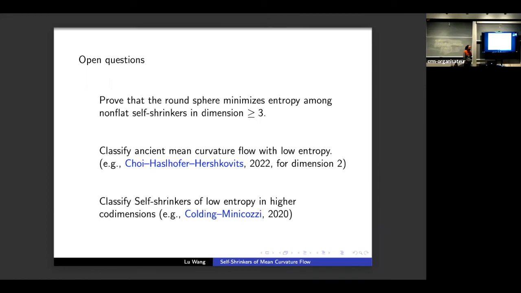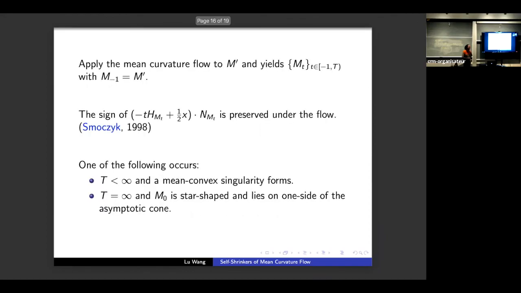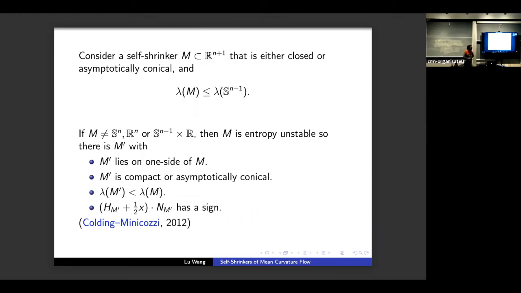Also, back to one of the proofs you mentioned: if you have an entropy-unstable self-shrinker, and in the neighborhood you can find M prime, is it possible that M prime could be stable, or must it be unstable? M prime needn't be a shrinker. In general it is not a shrinker. Basically, the perturbation is constructed using the first eigenfunction of the linearized operator. So after the perturbation, M prime no longer satisfies the shrinker equation.